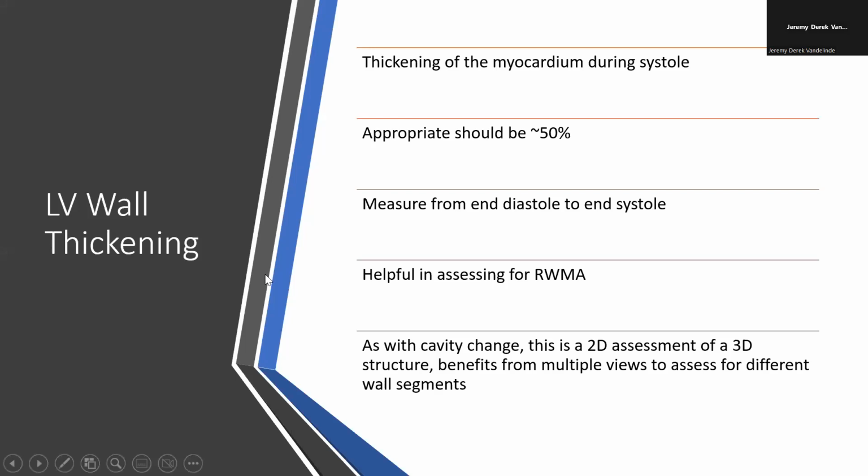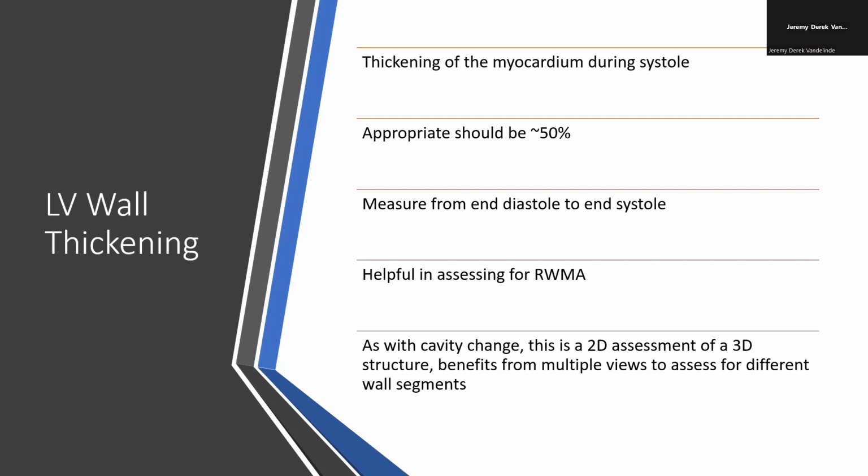The third marker that we'll look at, LV wall thickening, is the thickening of the myocardium during systole. You should see about a 50% increase in the thickness of the wall. Get an appreciation for a normal wall thickening and appropriate LV systolic function. Then you measure from end systole to end diastole, and you can use calipers to get a number on this. But at the bedside, oftentimes it's more a visual assessment, which at this point is also helpful in assessing regional wall motion abnormality.